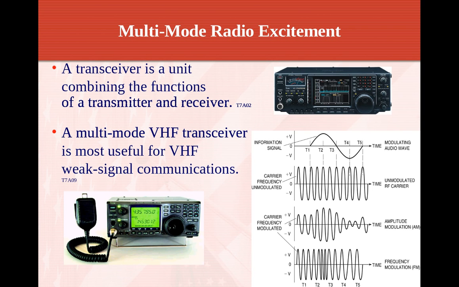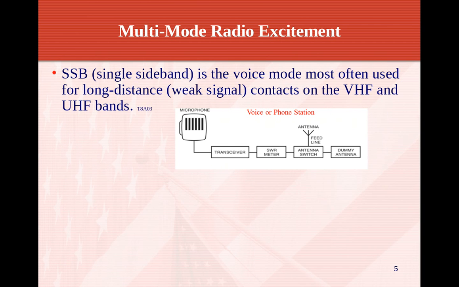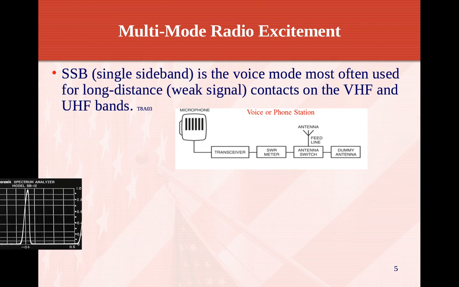A multimode VHF transceiver is useful for VHF weak signal communication, and that is because you have the option of using sideband. So that is your multimode. It can do upper and lower sideband, AM, FM, and speaking about sideband, SSB, single sideband, is the voice mode often used for long distance weak signal contacts on VHF and UHF bands. Single sideband is also used in the HF bands as well. But if you want to go really long distance on VHF, UHF, you want to use single sideband, and we're going to get into that in the next few slides on why that has an advantage.